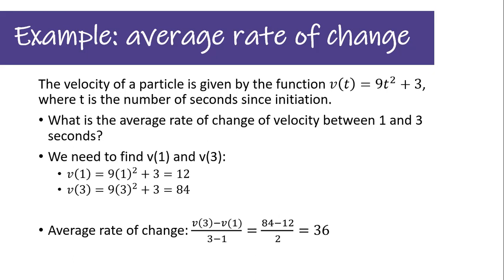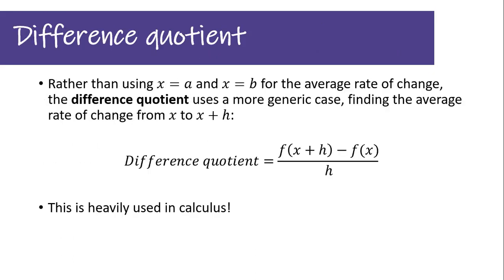Our average rate of change is just the slope between these points. So 84 minus 12 divided by 3 minus 1. That is going to give us 36. Make sure you can try this out and do this on your calculator on your own. Remember to use lots of parentheses if you're going to combine steps. This is certainly something you want to know how to do for the test.